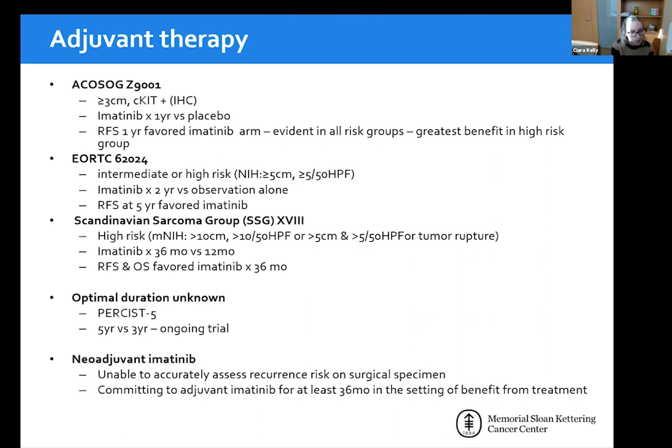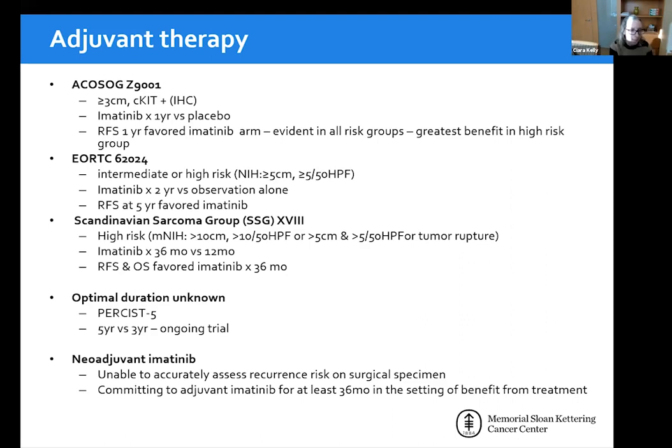Then we had another study looking at 2 years versus none, and again, 2 years with imatinib was shown to be beneficial. And then we looked at 3 years versus 1 year of imatinib after surgery. And again, 3 years of imatinib was shown to be beneficial in terms of helping to reduce the risk of recurrence and helping people live longer. Each of these trials used slightly different criteria to allow patients to enroll.